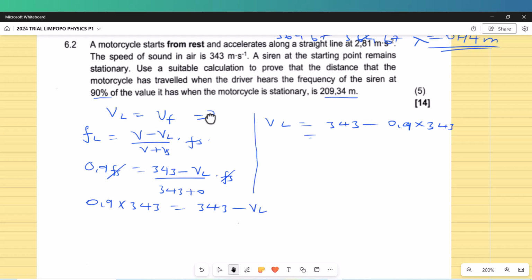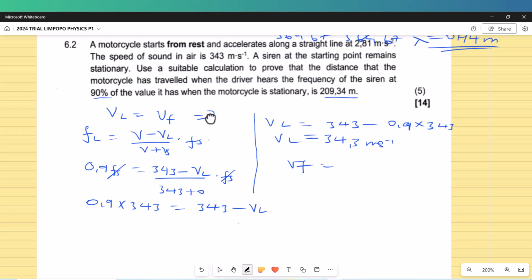343 minus 0.9 times what? Times 343. What do we get here? Here I get 34.3 meters per second. Now this V L is the same as the V final.